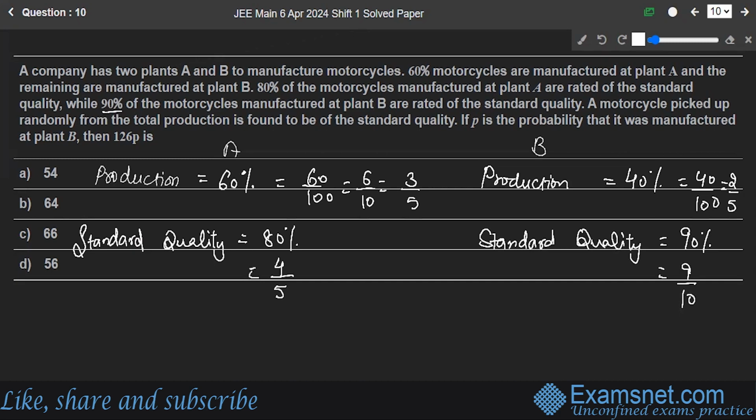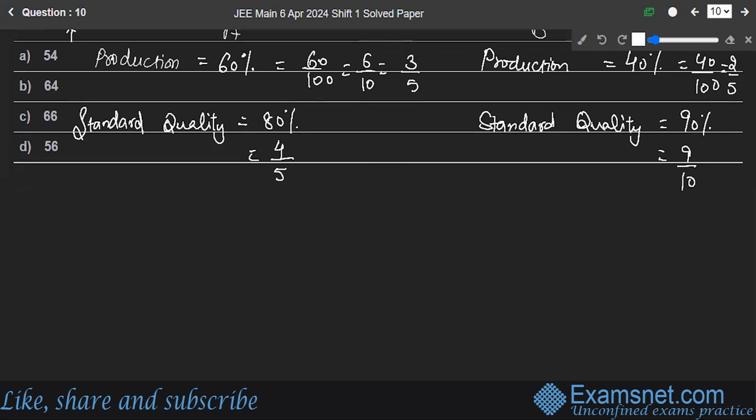Okay, so see the probability. First of all, you have picked up any random motorcycle. It is of the standard quality, and P says that it is manufactured, it is picked up from the manufacturing unit B. So first thing, there are two probabilities. First is standard quality bike is picked up from A company. This will be given by 3 by 5 into 4 by 5.